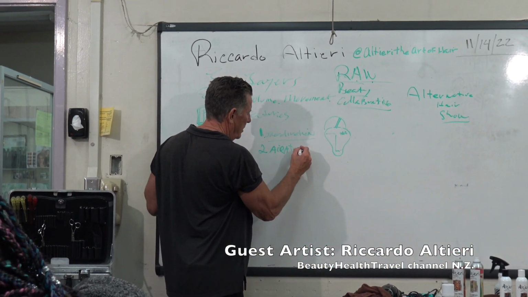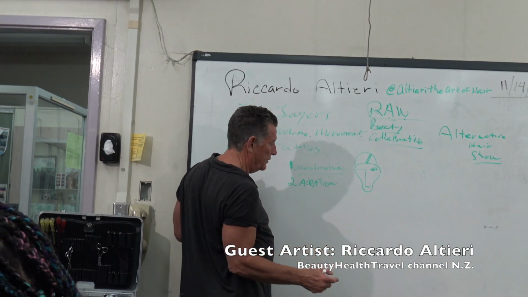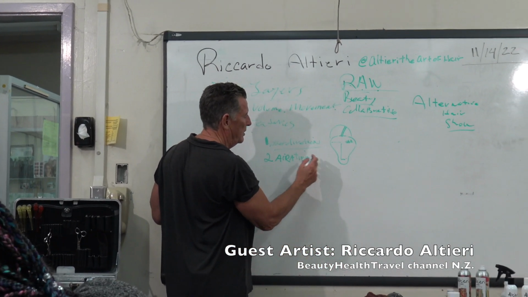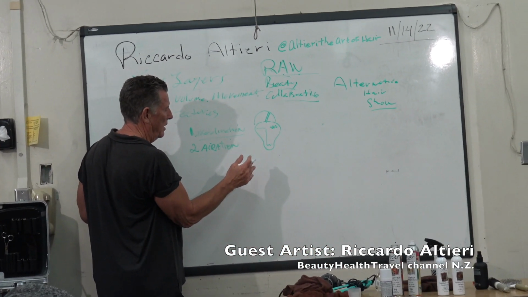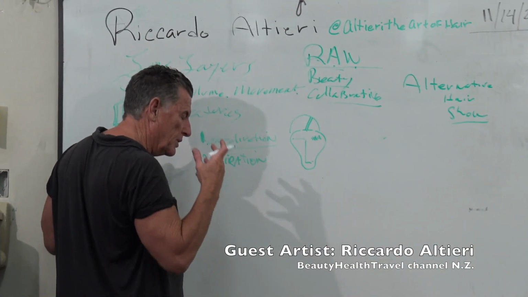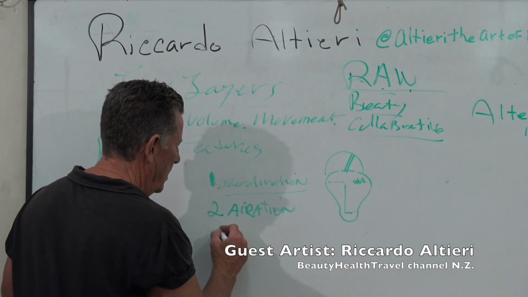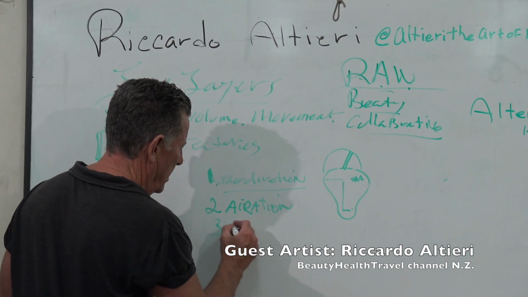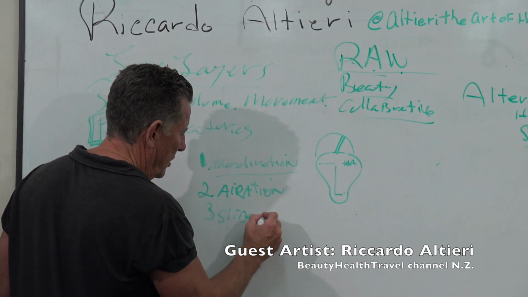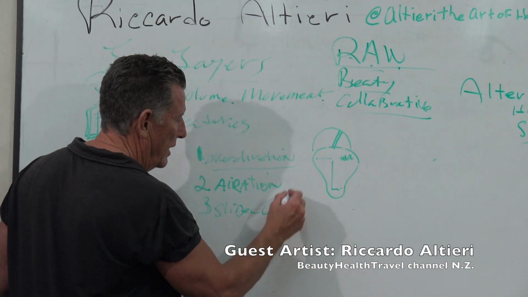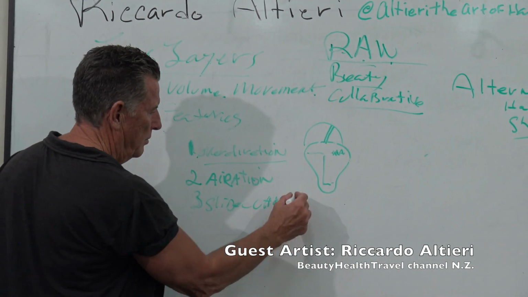What is aeration? It's using long curved shears to point cut deep into the hair, parallel to the hair, and create soft, wispy tendrils in the hair rather than lines of demarcation. Number 3, slide cutting. That's my favorite. That creates short to long blends. Blend.